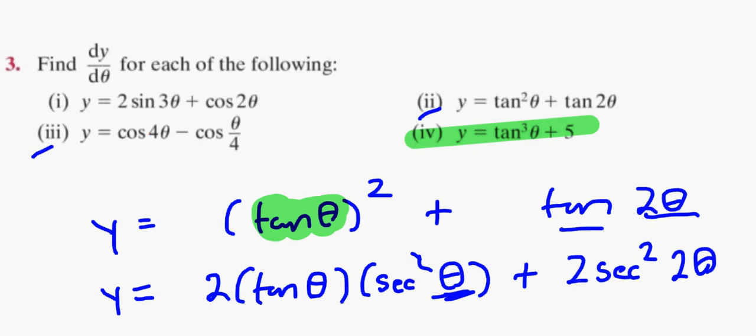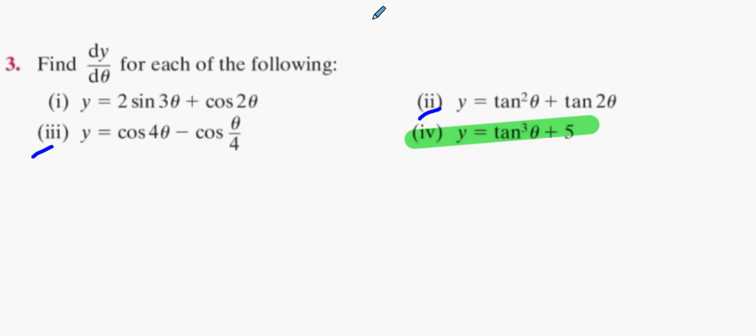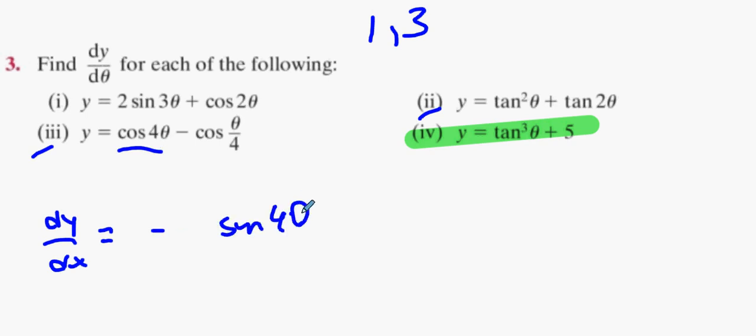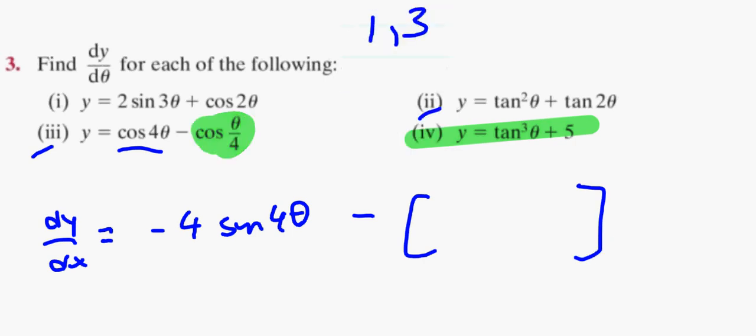What do you reckon for part 3? We'll go for Mooney. Mooney, what does cos 4 theta turn into? Minus sine 4 theta. And then you correctly differentiated the angle, didn't you? And you got 4. Alright, now what about the next one? It's already a minus. So what does cos theta over 4 turn into? Just that part there. Minus sine theta over 4. Now you have to differentiate the angle though.